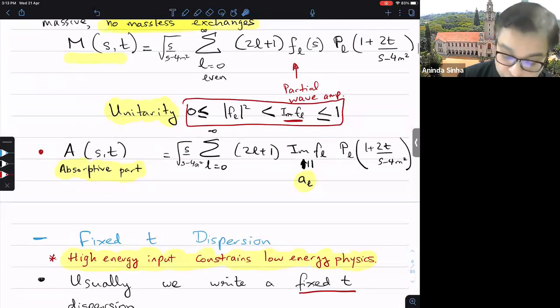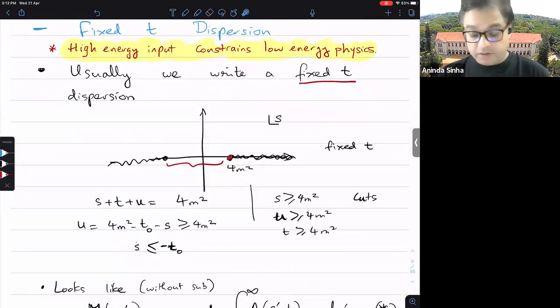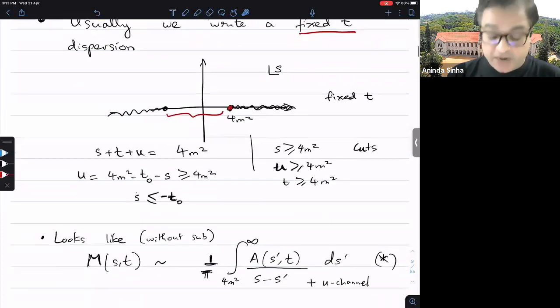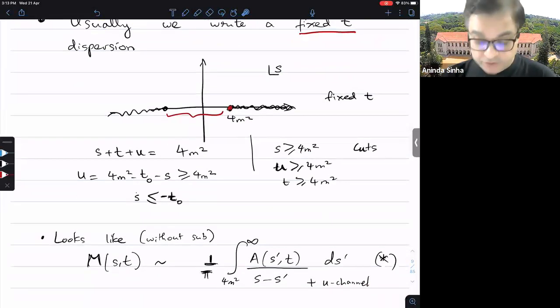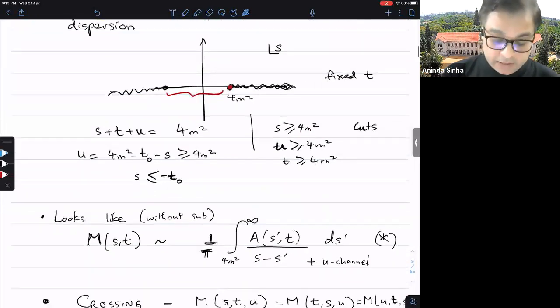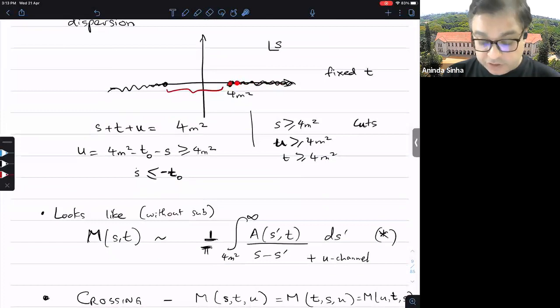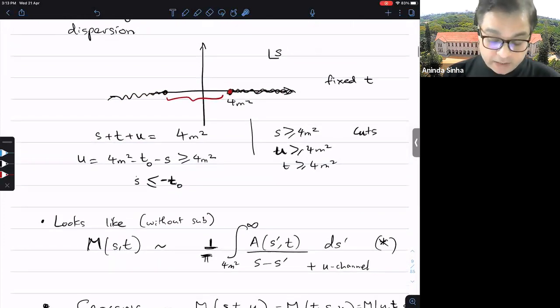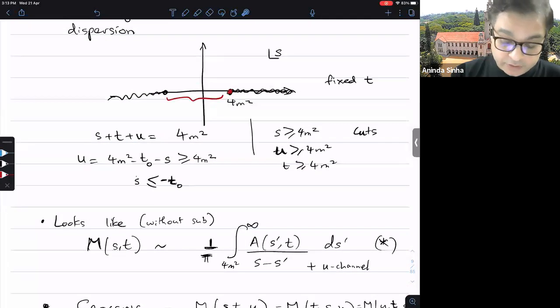In order to use Cauchy's theorem, we need to consider a single variable case. So what is usually done is T is held fixed, and then one writes down an integral over S prime. S prime is the integration variable, which is like S. And usually there is the S channel cut, but because of the constraint that S plus T plus U is 4m squared, you'll also have the U channel cut on the left-hand side. And this gap is kind of important, because otherwise you will not be able to analytically continue from here to there.